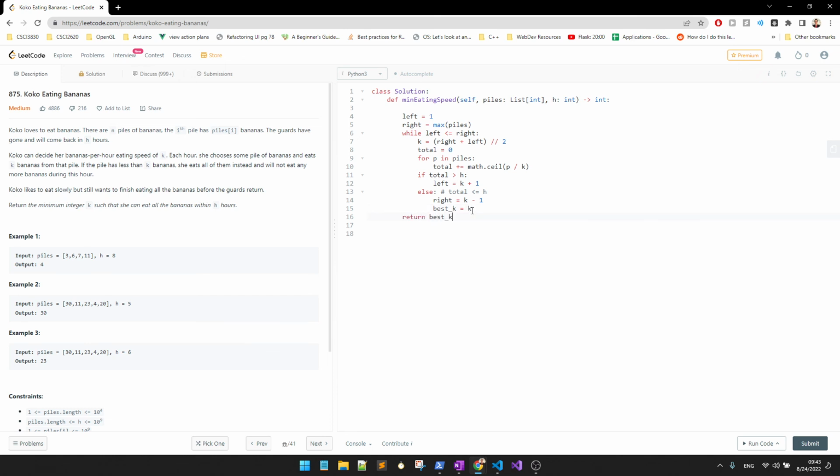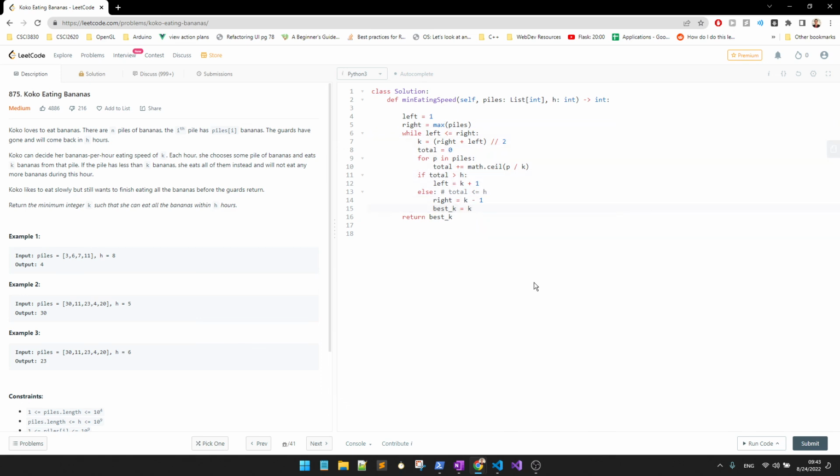Because the thing is, I had one iteration of the code that didn't work, and I didn't have this. I would just return k at the end. Because in normal binary search, when you find a value you're looking for, you have a clause up here that says, if total equals h, if we found the thing we're looking for, we'll return true or the index or whatever. In this case, we're not doing that.